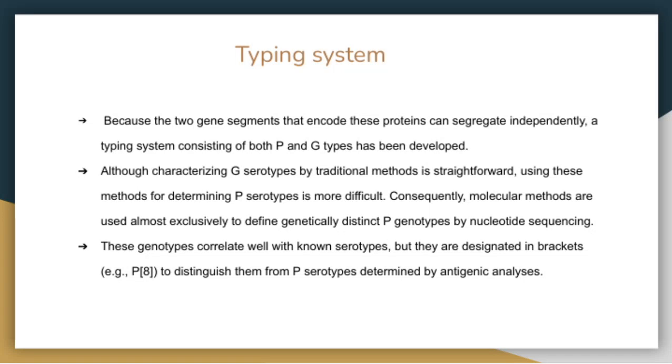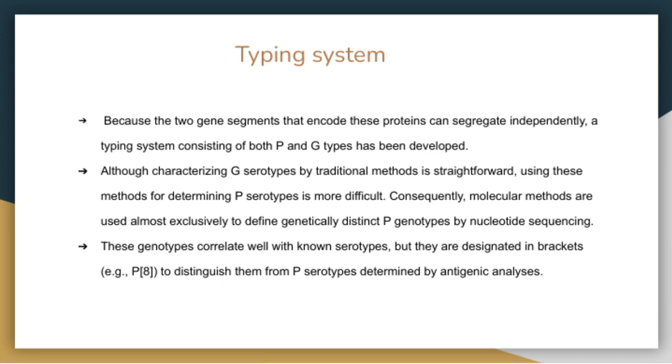Because the 2 gene segments that encode these proteins can segregate independently, a typing system consisting of both P and G types has been developed. This means that each segment can vary separately, so to accurately identify and classify these viruses, we need a system that considers both gene types.